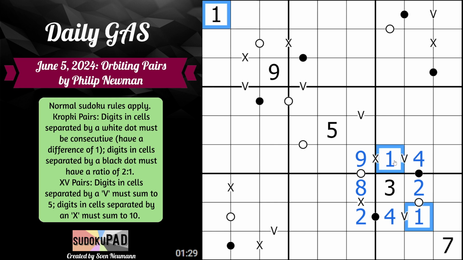Then, interesting. Where does 1 go in box 3? Well, 1 can't go here, here, here. So it either goes here or here. But I think I know specifically where it goes. If it went here, this would have to be 2, and it can't be. So this must be 1. This must be 9.